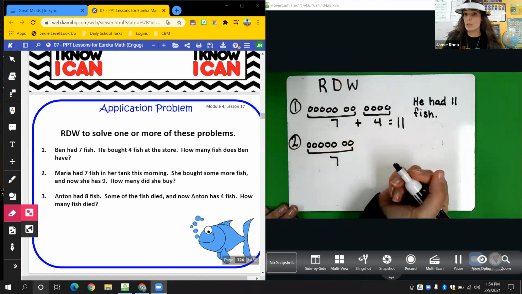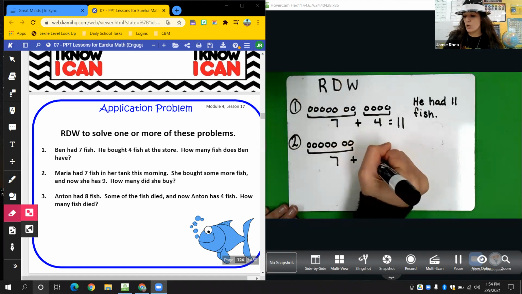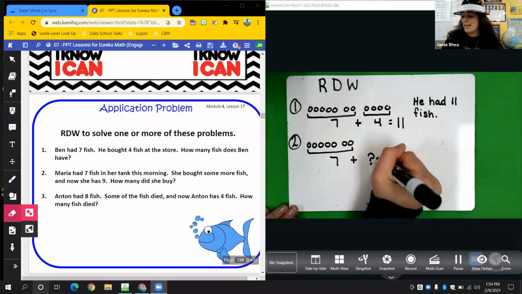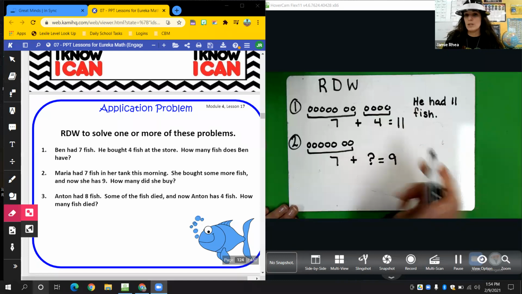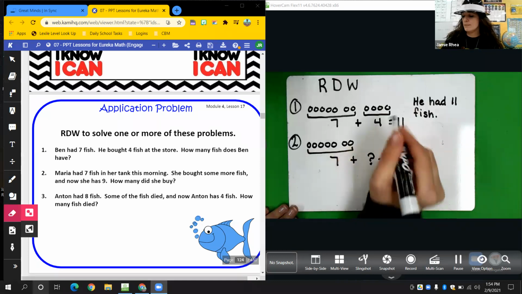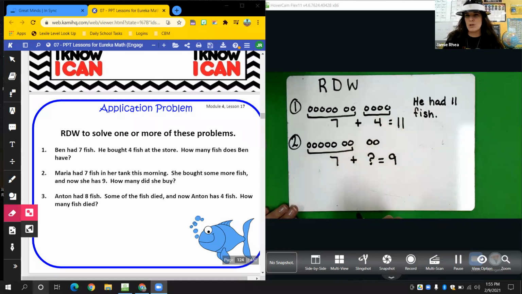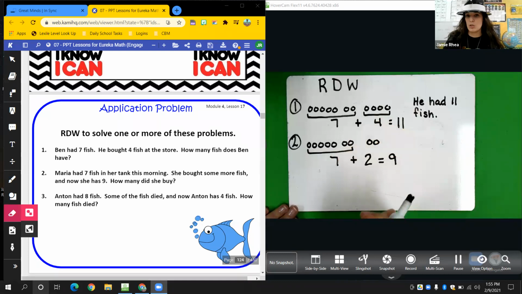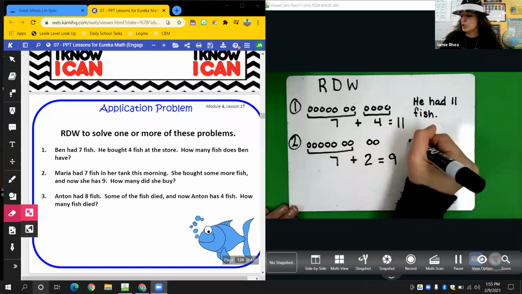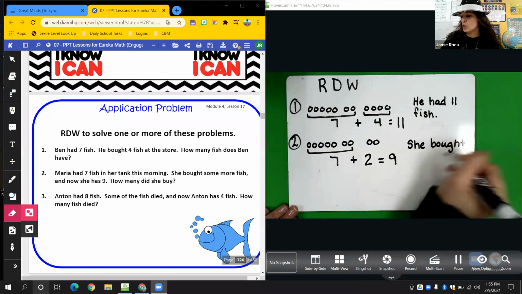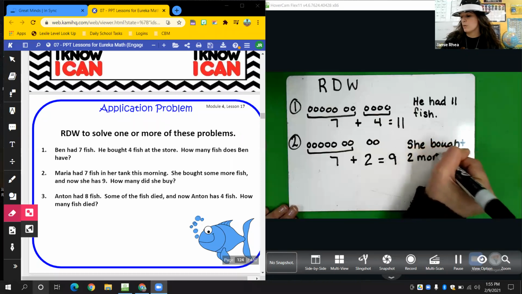She bought some more. We're going to add to it, but we don't know how many more we added to it. Okay. But now she has 9 fish. So let's draw on to make 9 from 7. So 7, 8, 9. How many more did we draw? We drew 2 more, so we can take this and make it 2. Can we answer our question? How many fish did she buy? She bought 2 more fish.